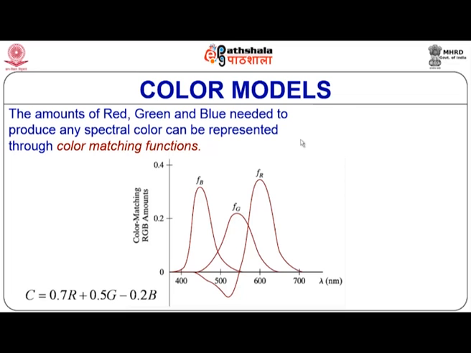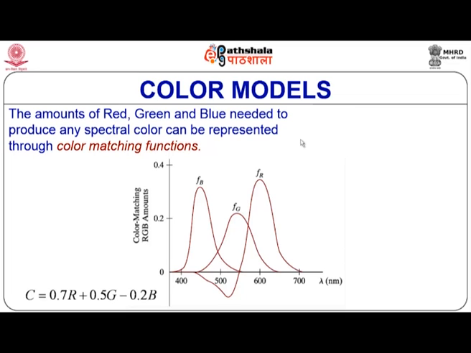From that we will derive some concepts and we will apply that on the real color models or the practical color models. So let us understand some theoretical color model, say the XYZ color model, where XYZ are the 3 primary colors which when combined produce many possible colors. Okay. So as you can see in the slide here, the amount of red, green and blue needed to produce any spectral color can be represented through what is called color matching functions.